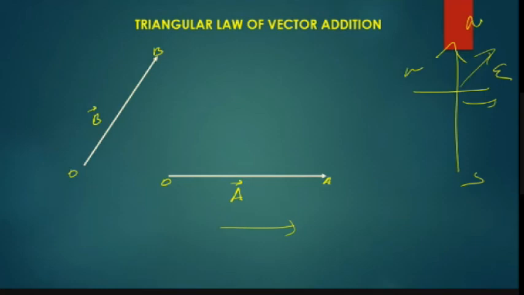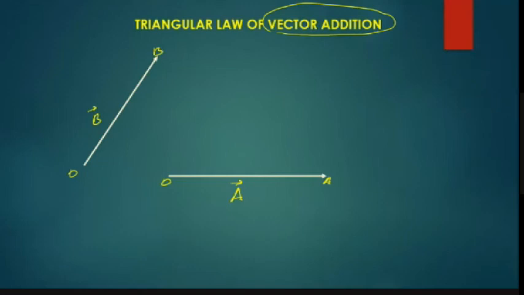Now, for adding this type of vectors, which are making some angle with each other, or when two vectors are inclined at an angle, see here, you can see that there is an angle between them. Okay, so if two vectors are inclined by some angle, then I have to use two laws. Any one I can use, whichever is easy for you. First one is called triangular law of vector addition. Another one is called parallelogram law of vector addition. Both will give you the same resultant. So whichever you feel is easy, you can apply.